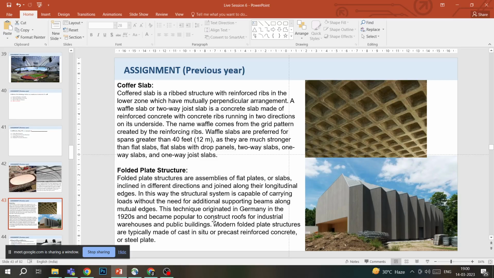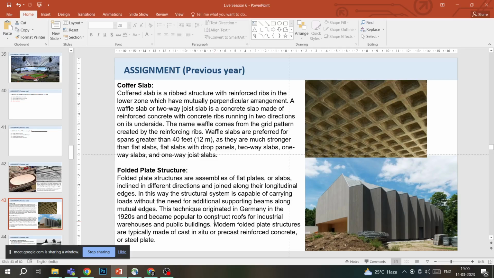And waffle slabs are preferred for spans greater than 40 feet, which is around 12 meters, and they are much stronger than flat slabs, flat slabs with drop panels, two-way slabs, one-way slabs, and one-way joist slabs. So they are much stronger compared to all these kinds of slabs. The reason being that both sides are reinforced with drops. This coffer, these reinforced ribs that are running, make it very stable. That's why it becomes very, very strong.